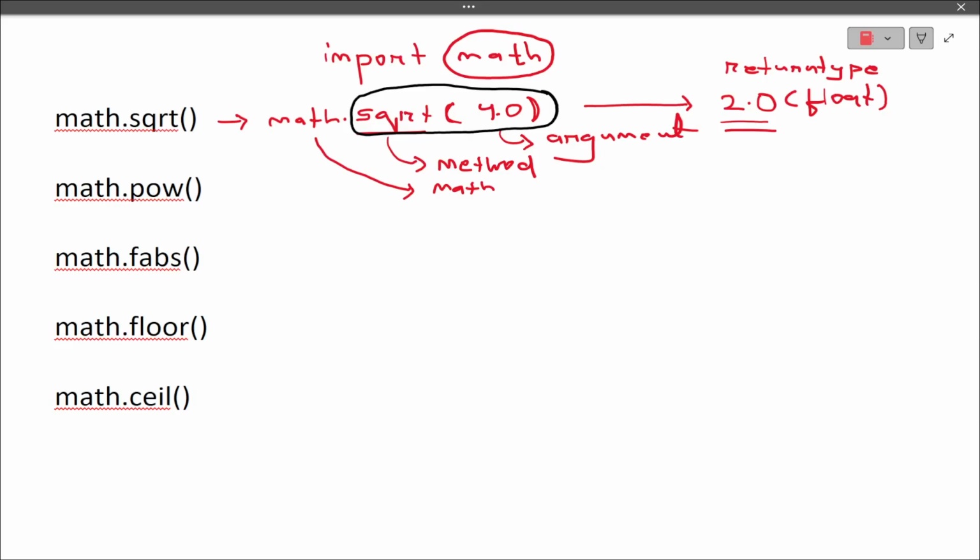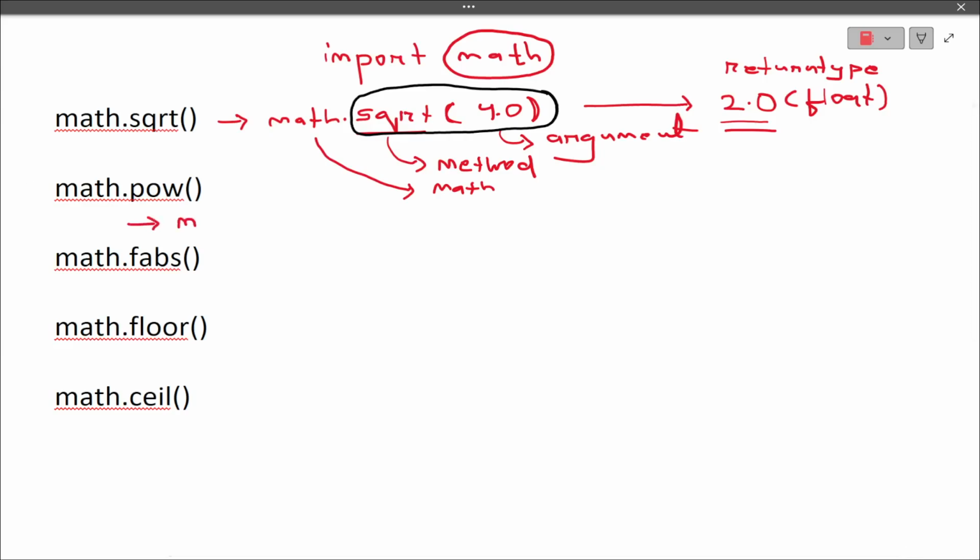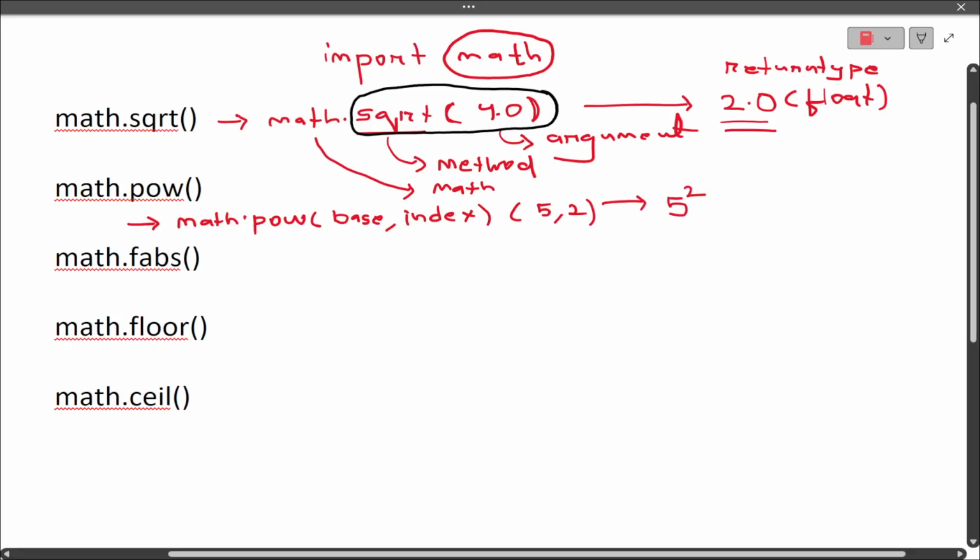Okay. So now let me cover math.pow. What is the meaning of this? You write math.pow, and after writing it, at first you mention the base, and then you mention the index. These are two arguments. The base is one argument, and the index is the second argument. Now what's the meaning of this? If I write 5,2 here, mathematically it is 5 to the power 2.